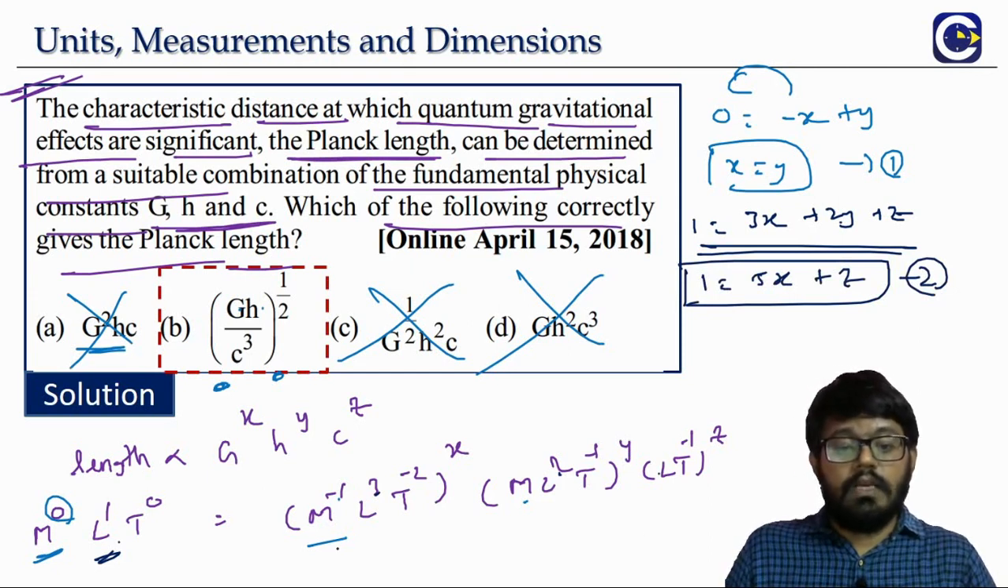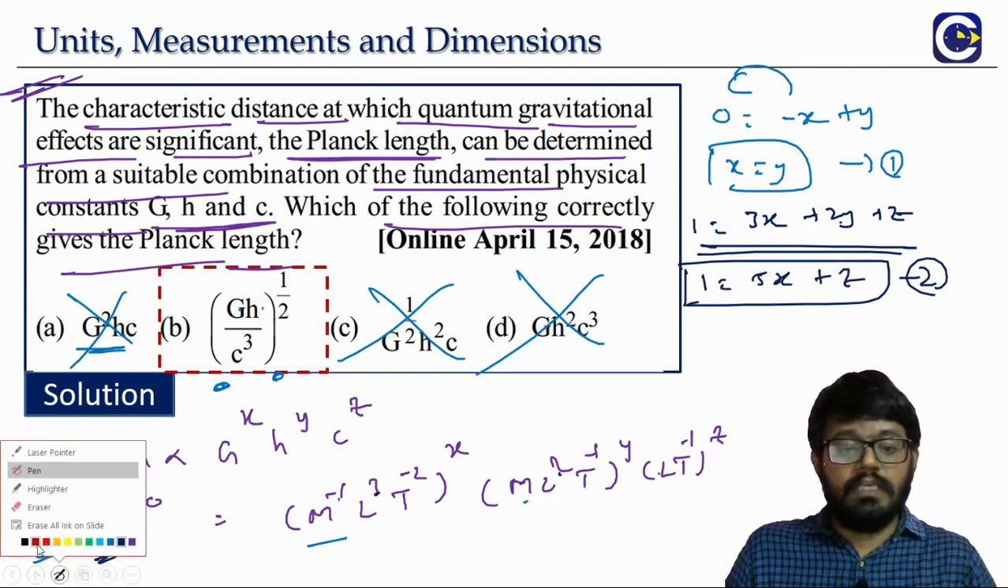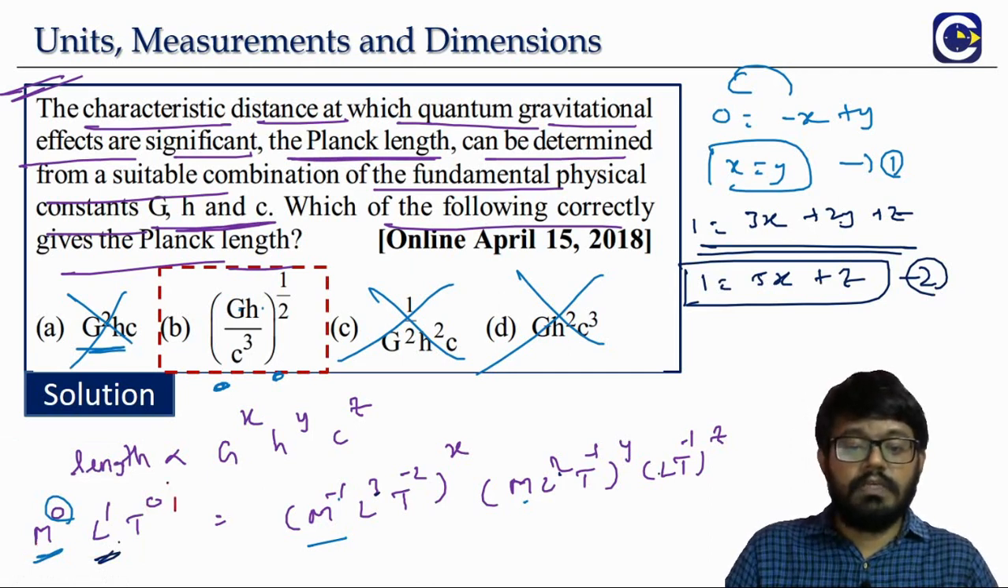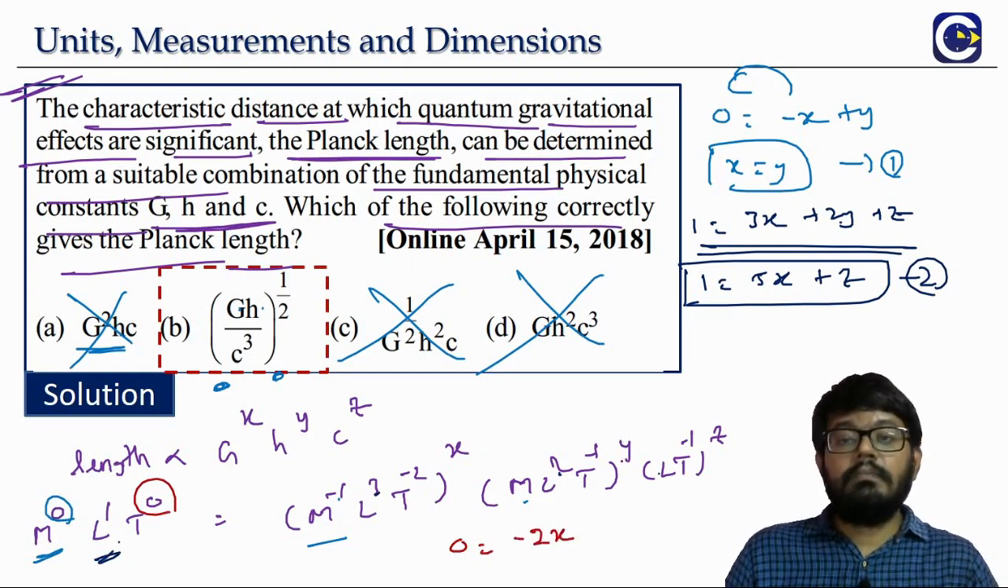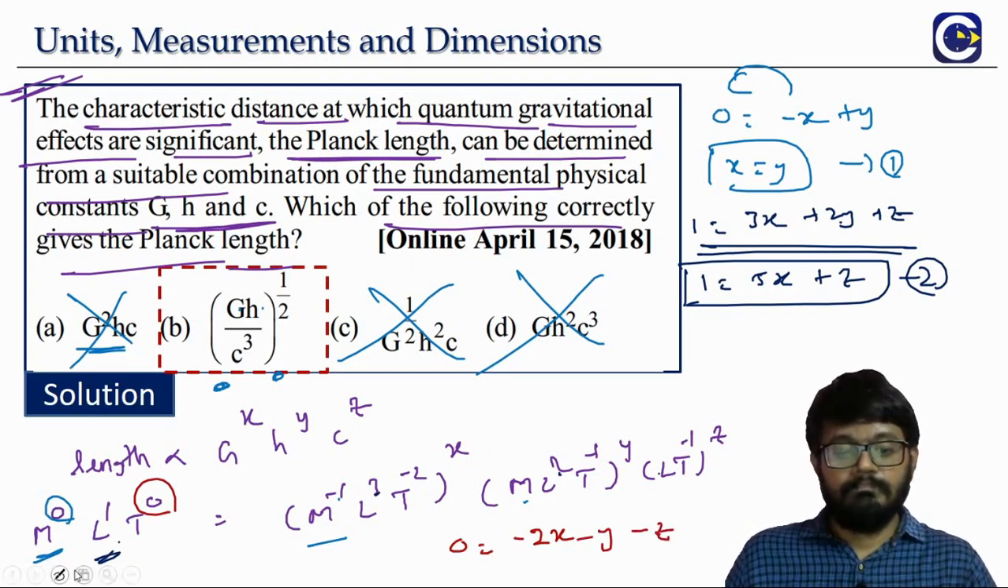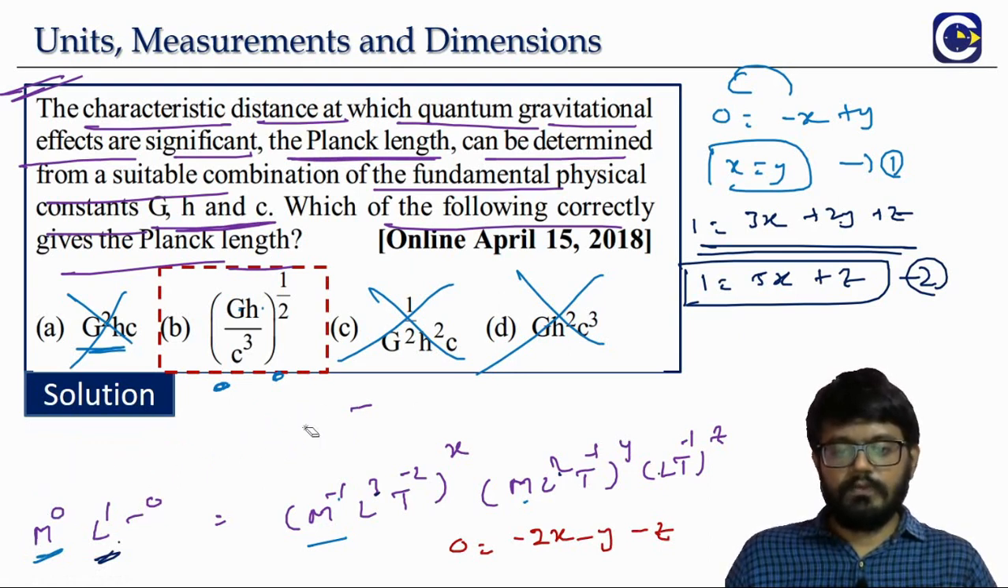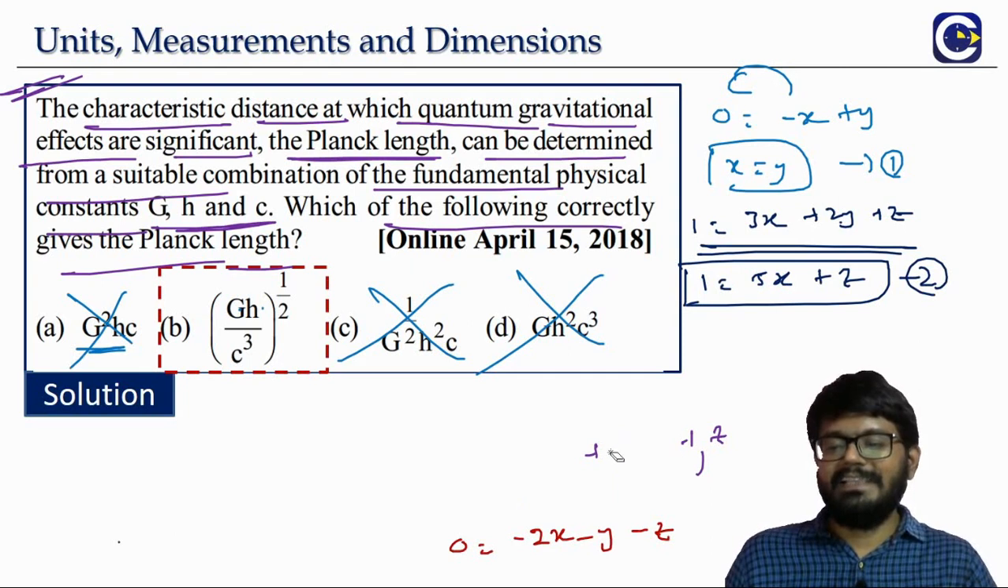Then we will have to compare the powers of T. What is it? 0. Here what is it? T power minus 2 whole power X, minus 2X. T power minus Y whole power Y, minus Y. T power minus 1 whole power Z, minus Z. We have only this much space, so we will be erasing some of the things.